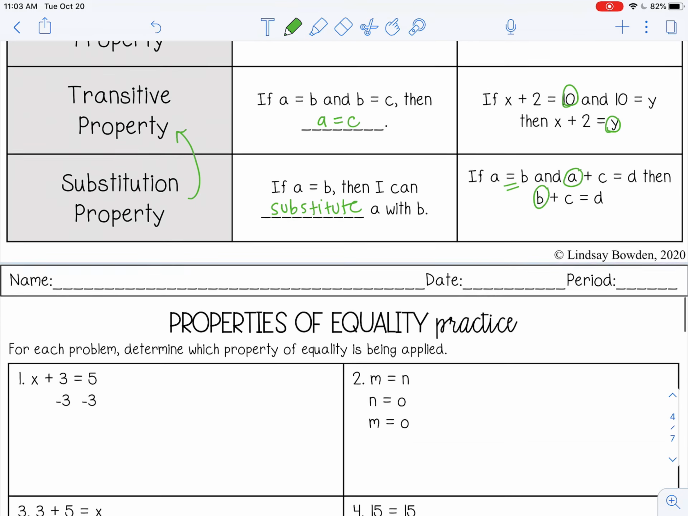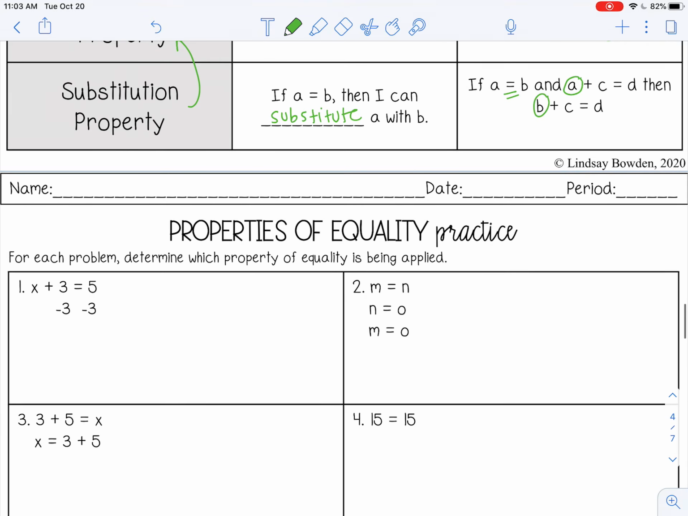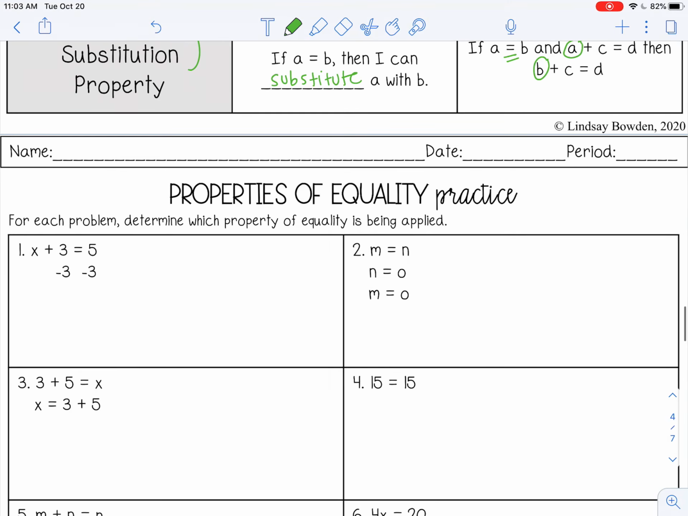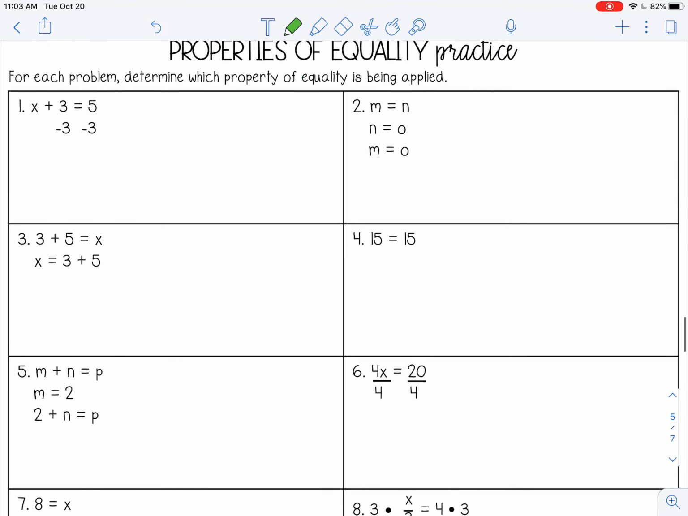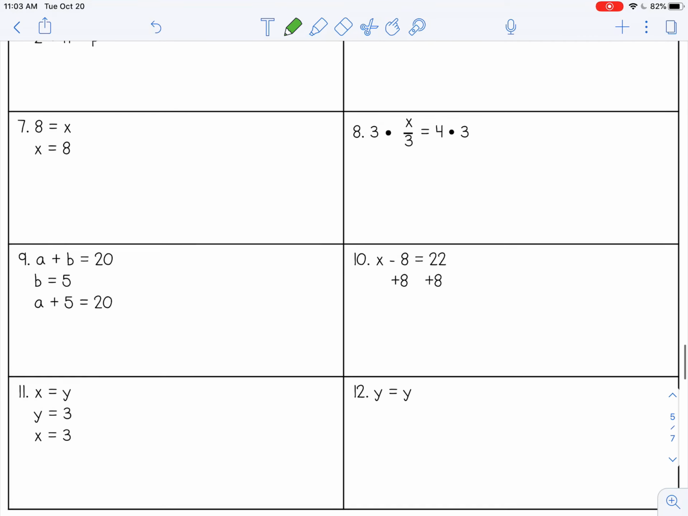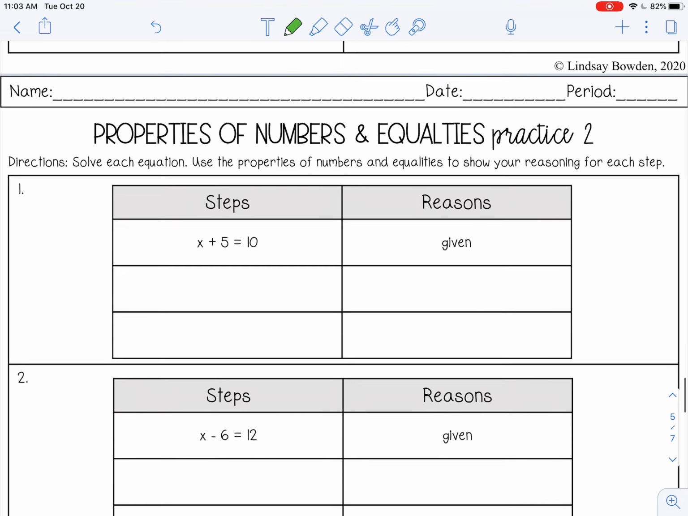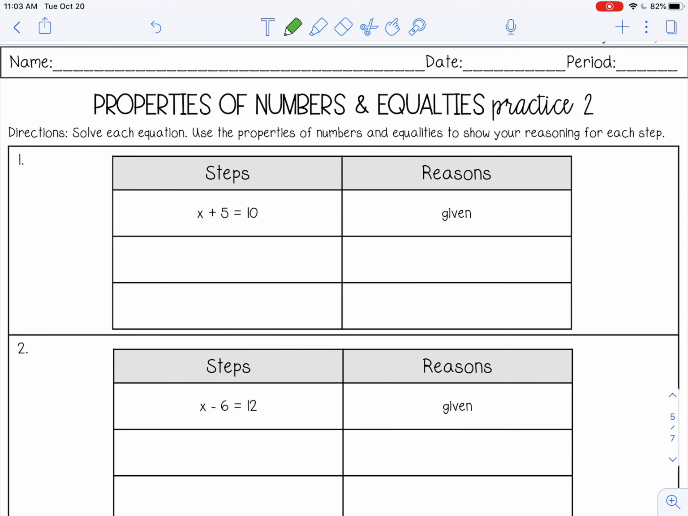Okay, you can go ahead and complete the practice. I did want to go over one thing on the practice that wasn't in the notes. So all of these, you're just saying what property is applied. But when you get down here to practice 2, let's go over one of these together. This is called a 2-column proof. And basically you're just saying the steps of an equation and why those steps are true.